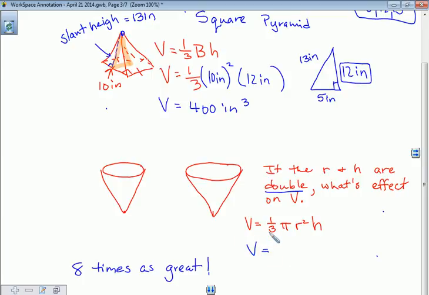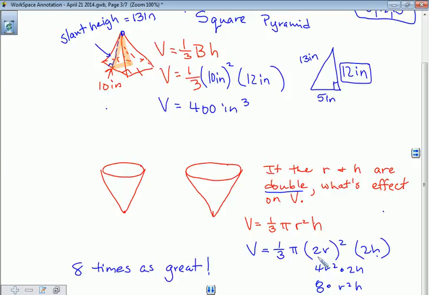Well, let's plug it in. This is the original, and if I double the radius, and if I double the height, how does that change my formula? Well, when I square this, I get 4r squared times 2h. Do you see that this makes 8 times the original?